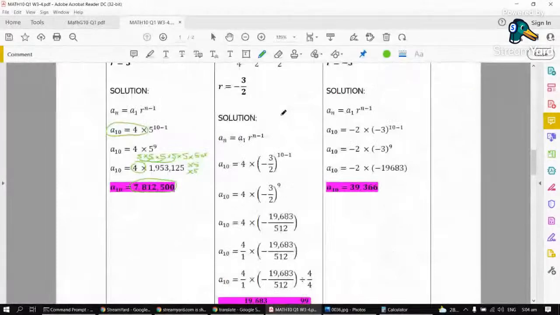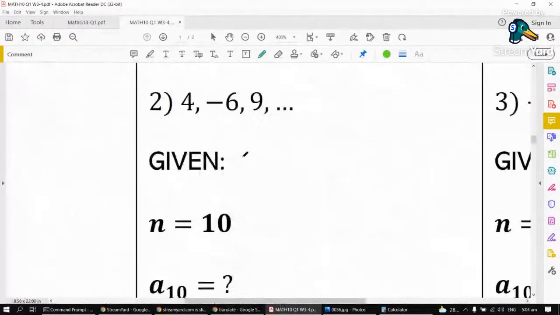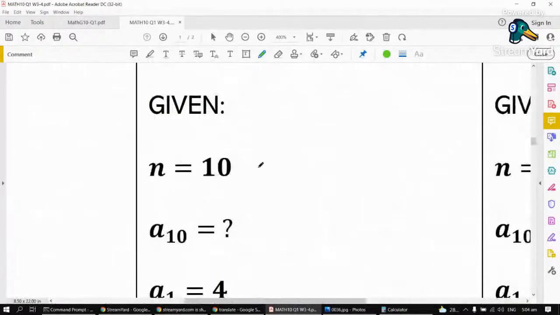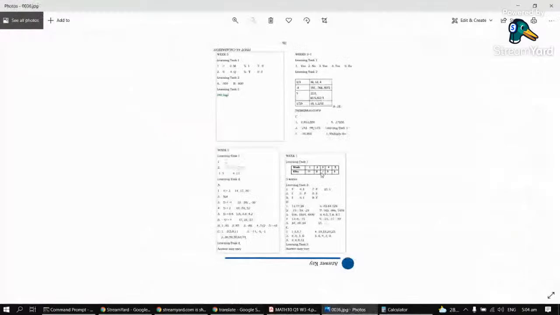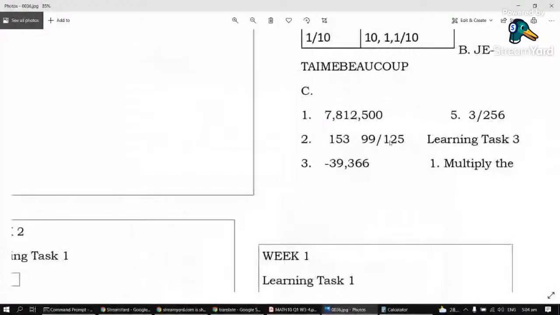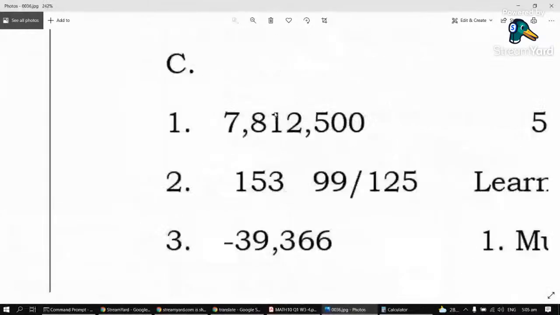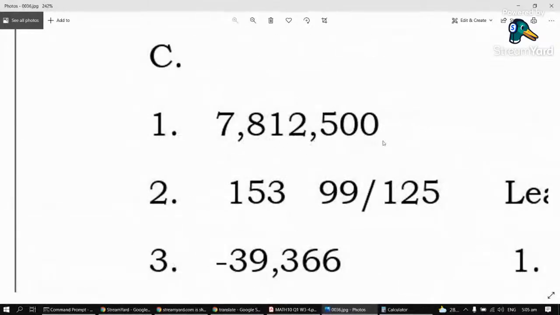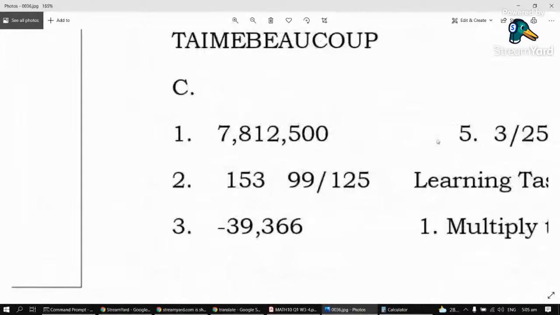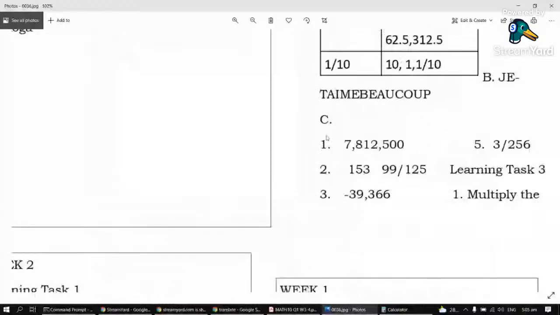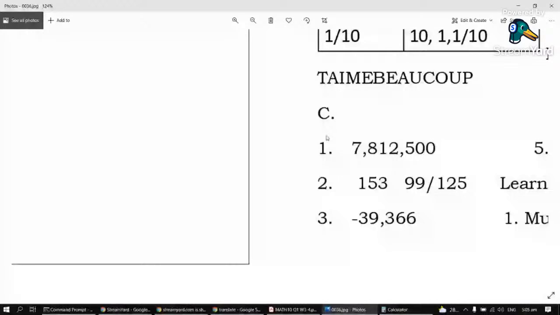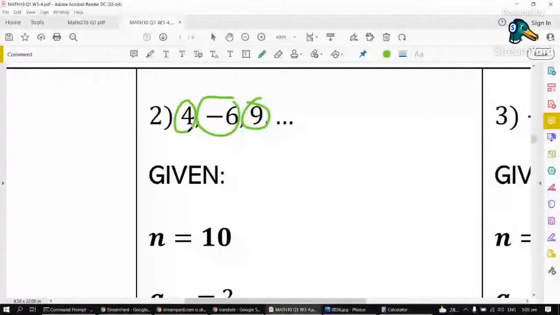Okay, so ito, medyo mahirap 'tong isang 'to. By the way, check natin sa answer key. 7,812,500. So tama tayo d'yan. Tama tayo d'yan. So 'tong number 2 is 4, -6, and 9.